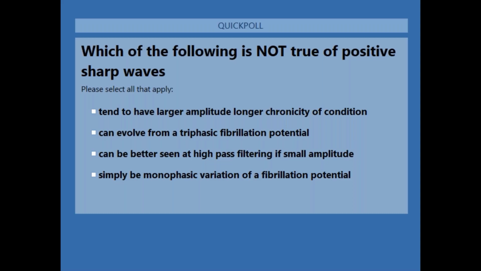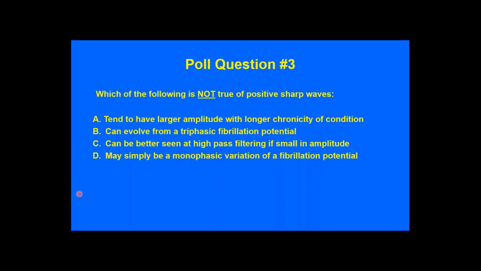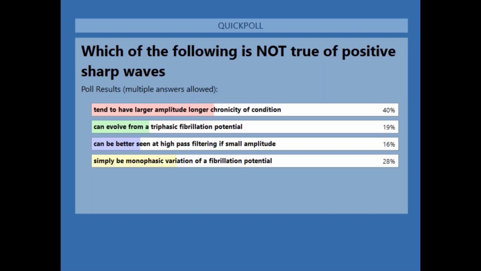And let's see, 2 more seconds. Okay, great. I will close the poll. I will share the results. So, Dr. Barkhaus, our audience thinks it's A, tend to have larger amplitude with longer chronicity of the condition. Comment, please.